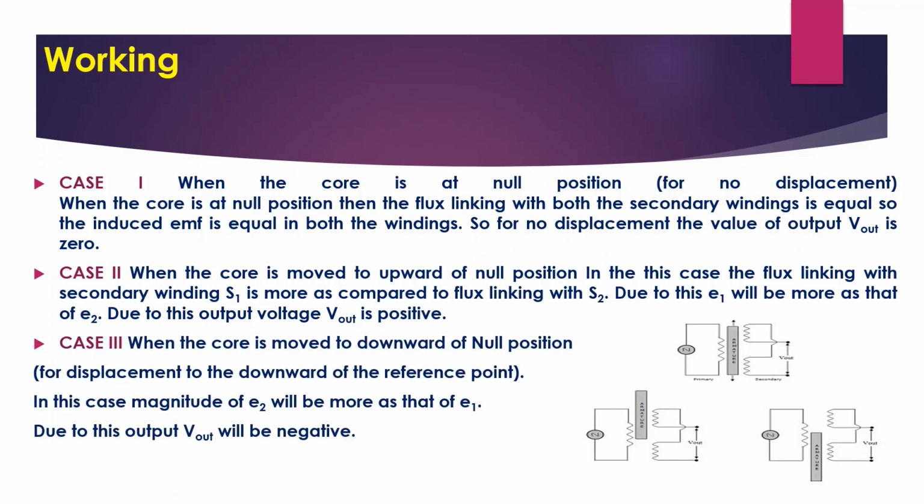Similarly, the last condition: if the core position is moved downward, depending upon the pressure or force which has been applied, more voltage will be induced in S2 as compared to S1. So E1 will be less as compared to E2 and the difference will be negative. So when the core is moved downward of the null position, for displacement downward of the reference point, the magnitude of E2 will be more than that of E1. Due to this, the output Vout will be negative.